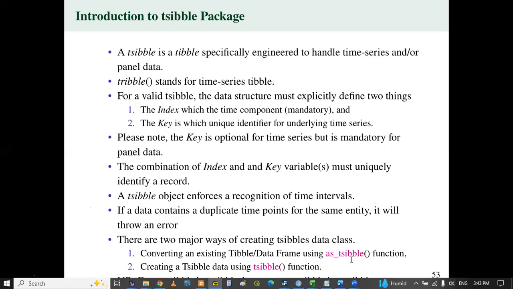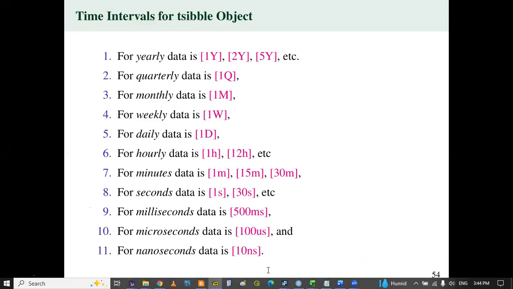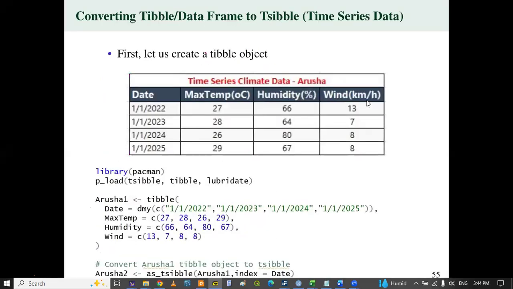And you can create this by using either as_tsibble from an existing table or data frame, or by building it from scratch. And the time awareness we're talking about can be yearly. So for yearly, you'll see something like this. Quarterly, we'll see something like this. Monthly, like this. Weekly, daily, hourly data, minutes, up to even nanoseconds. Since tsibble is time aware, it will add this awareness to your data. And from there, life will be very easy.